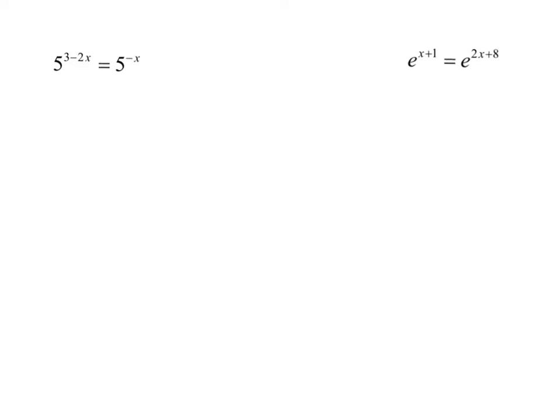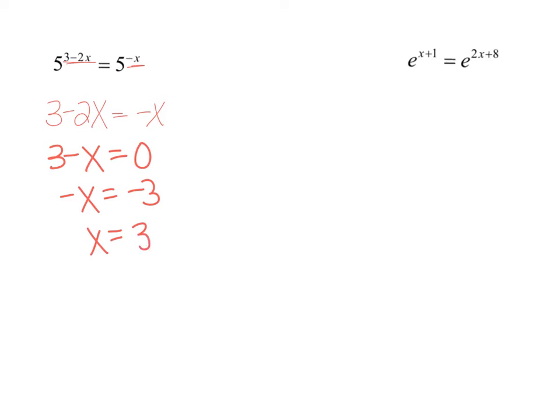Alright, so here, this is kind of the same thing. Notice that we have the same bases. That means that we can just compare the exponents as long as the bases are the same. So I'm just going to set these exponents equal to each other, and then I'm going to solve for x. So I'm going to add x over, so I'm going to have 3 minus x equals 0. Then I'm going to subtract 3, and you're going to get x equals 3, right?